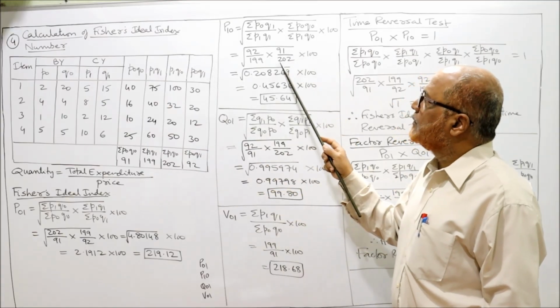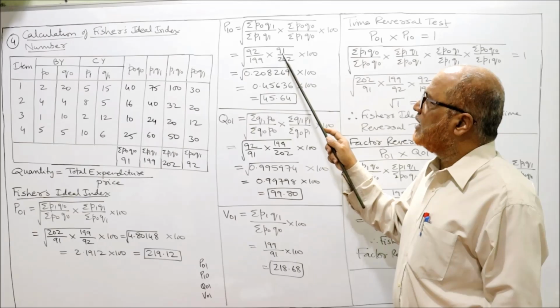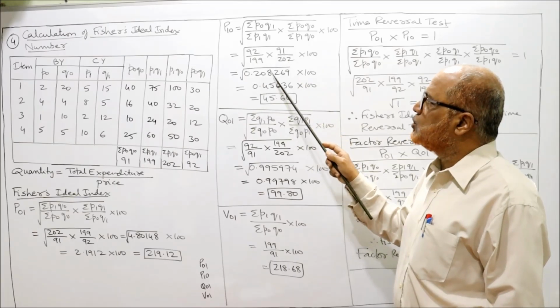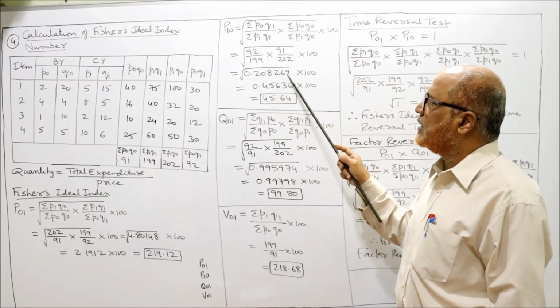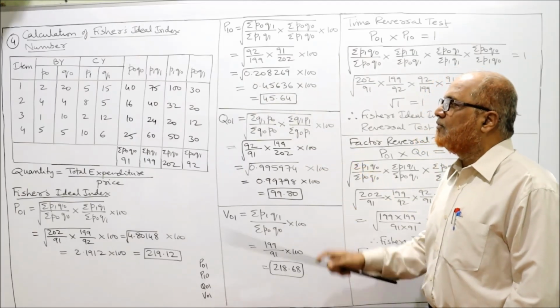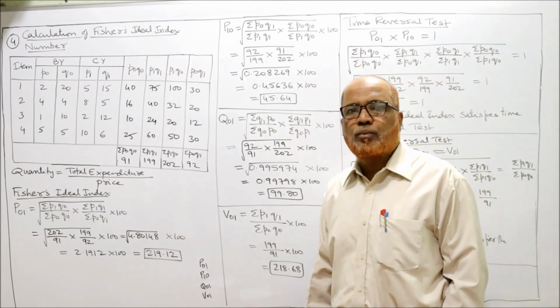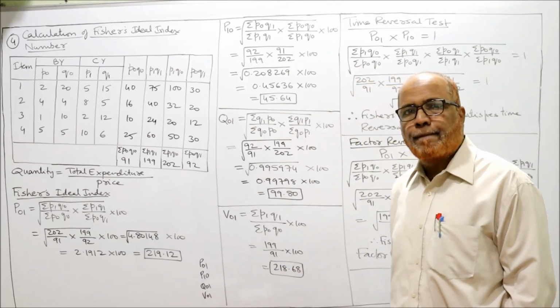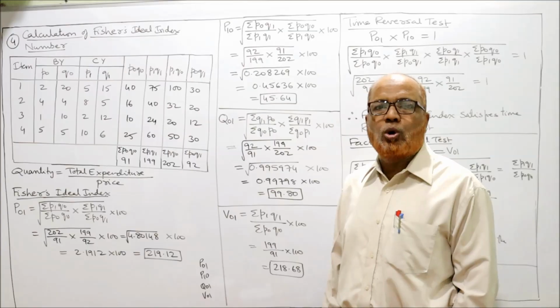अब ये डिवाइड 92 डिवाइड बाय 199 इंटू 91 डिवाइड 202, you will get 0.2028269 अंडर रूट। After root you are getting 0.45636 into 100, 45.64 is P10. Second item we got. Third, quantity index QO1.